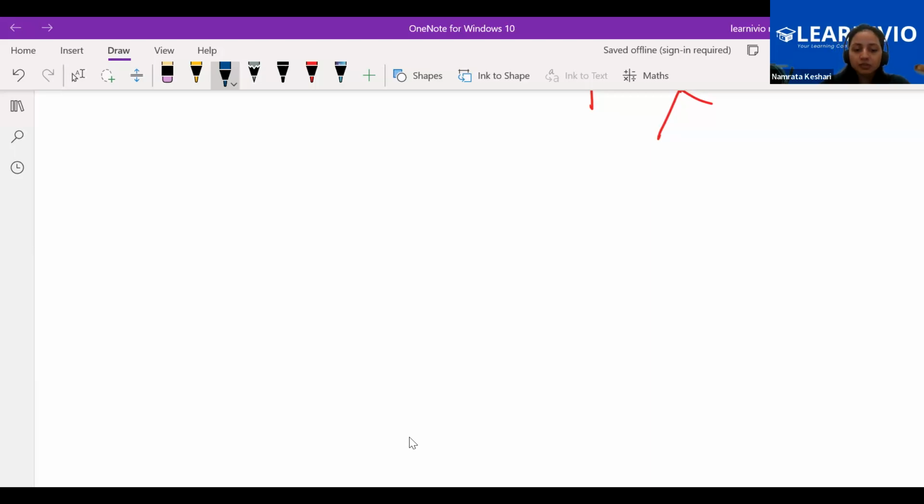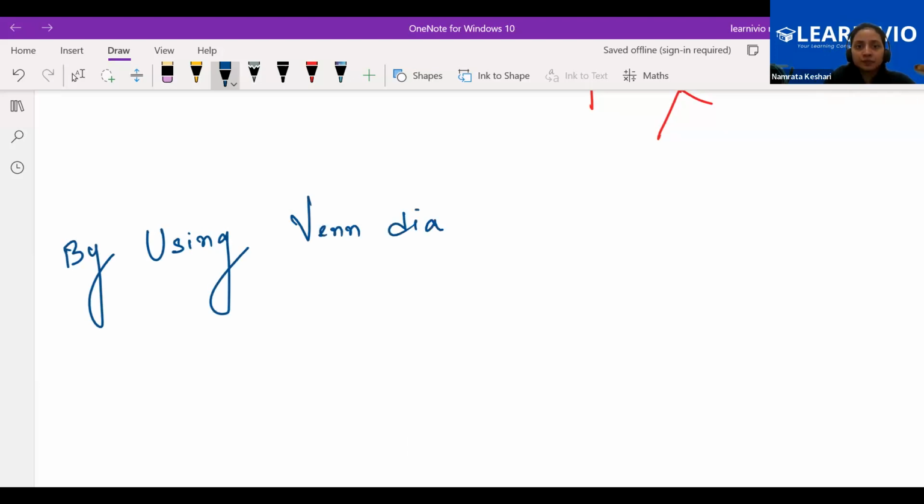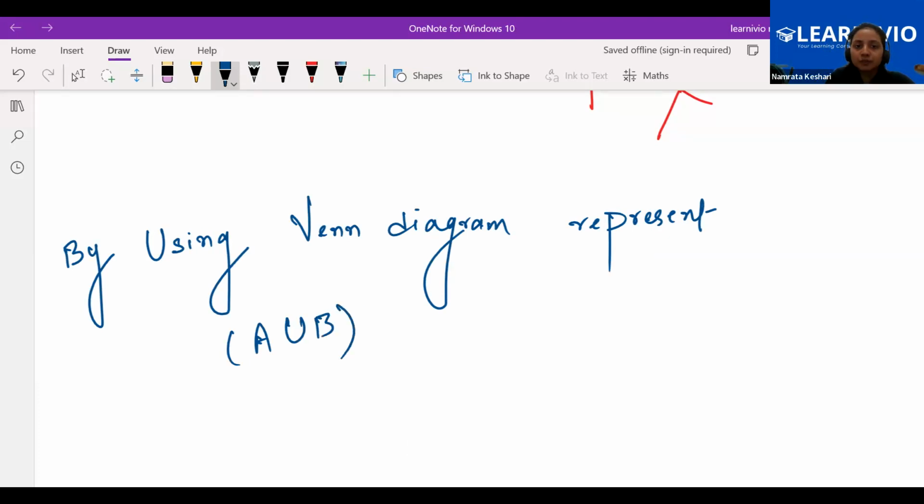So the first question is, by using Venn diagram, to represent the complement of A union B. The complement of A union B.